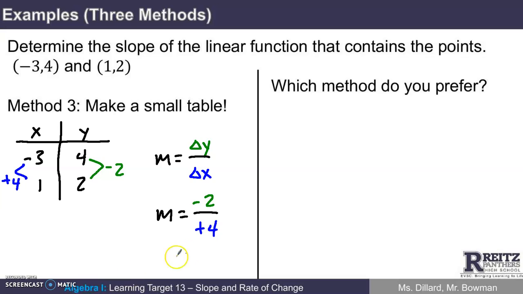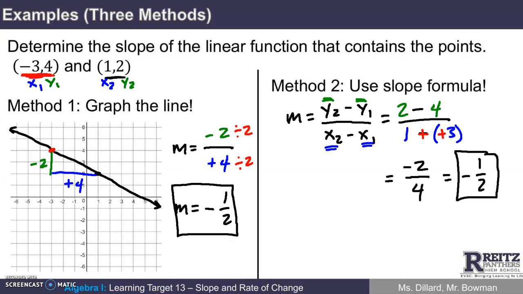And I go, of course, that reduces to negative 1/2. Isn't that a simple way to find the slope? And notice that in all 3 methods, I'm going to go back a slide for a second. In all 3 methods, we found the exact same answer for the slope, negative 1/2.